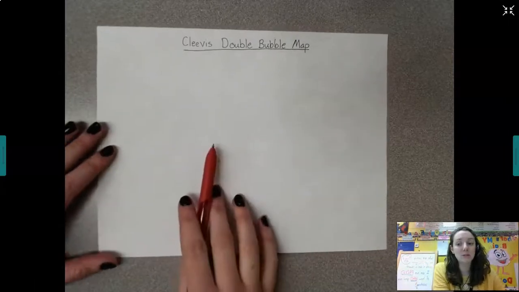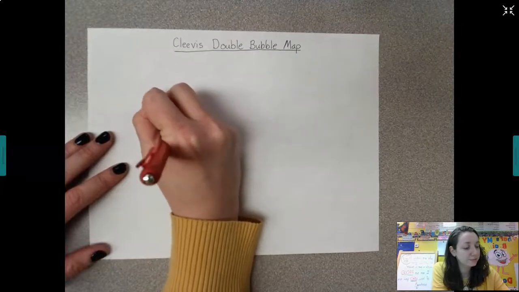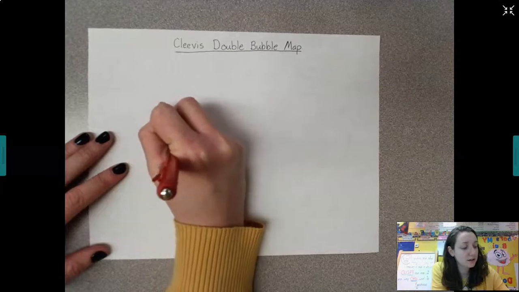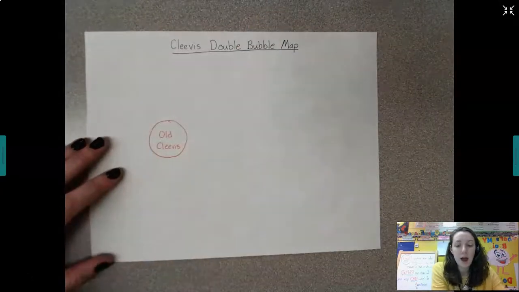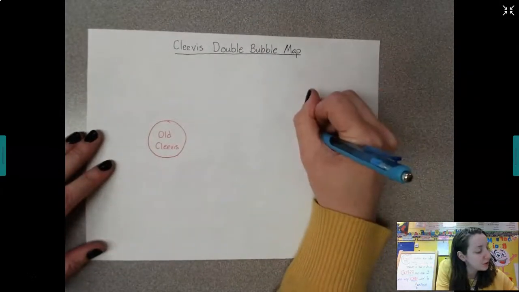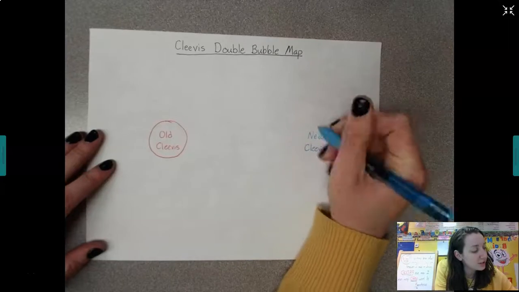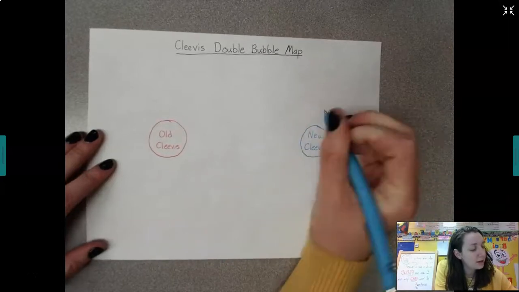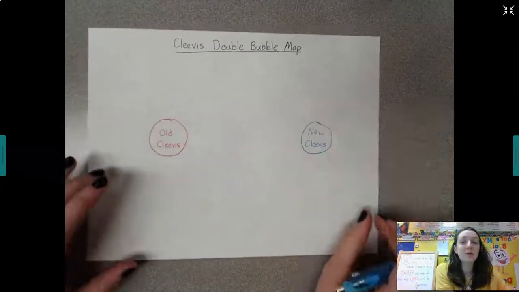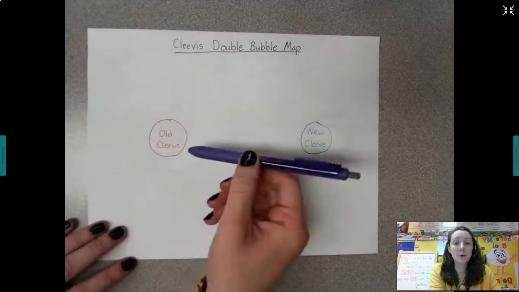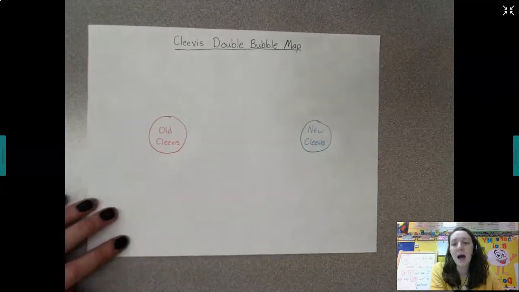So I'm going to be using a couple different colors. So I'm going to use red on my left side for things that represent old Clevis. And I'm going to have my old Clevis in one bubble on this side. And then I'm going to use blue on my other side to represent new Clevis. So anything I write that just has to do with new Clevis is going to be blue, and anything that I write that has to do with just old Clevis is going to be red. So those are my contrasts, how they're different. In the middle, I'm going to write things in purple because that's what they both have in common, and red and blue together make purple. So that's just a way for my eyes to kind of quickly see how things go together.